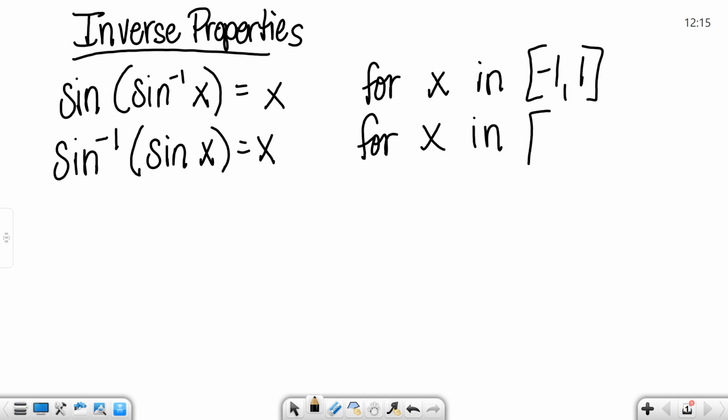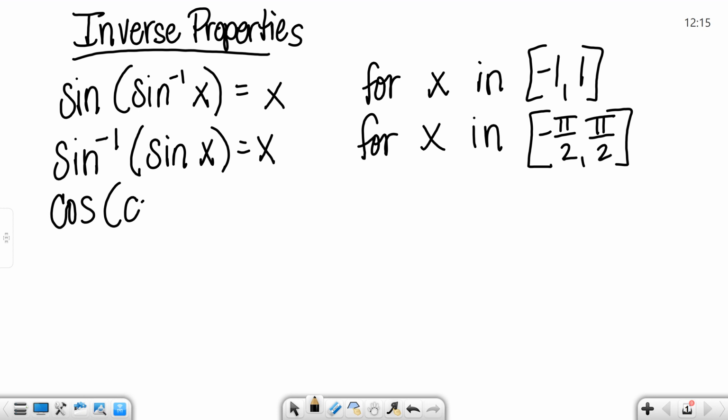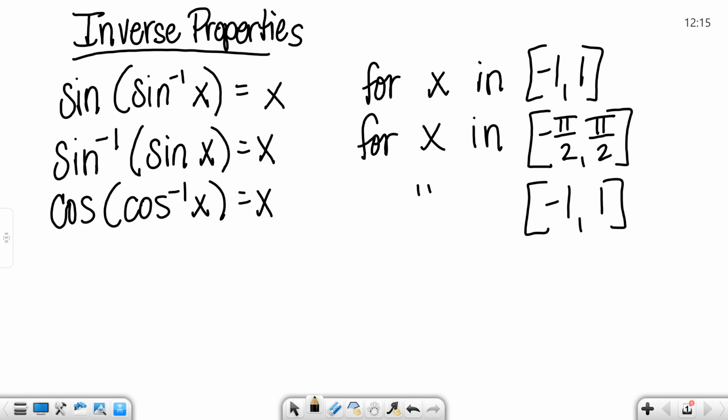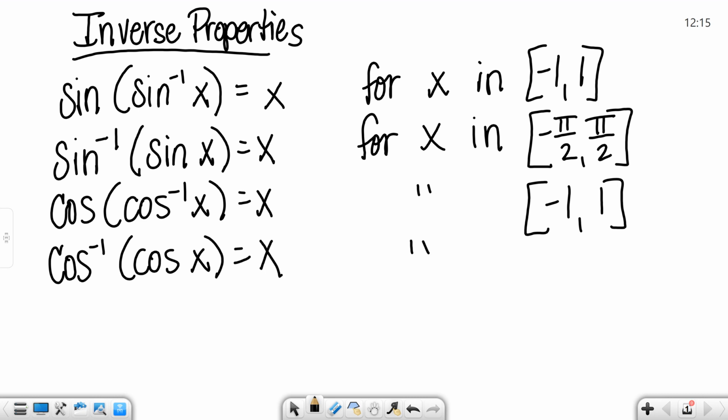For x in, now this time the interval has to be -π/2 to π/2. So this is why this needs to be handy when you're working these, because those intervals are important. I'm going to show you when we do some problems. Okay, cosine of the inverse cosine is x, for x in the interval -1 to 1. The inverse cosine of the cosine of x is x, for x in the interval 0 to pi.